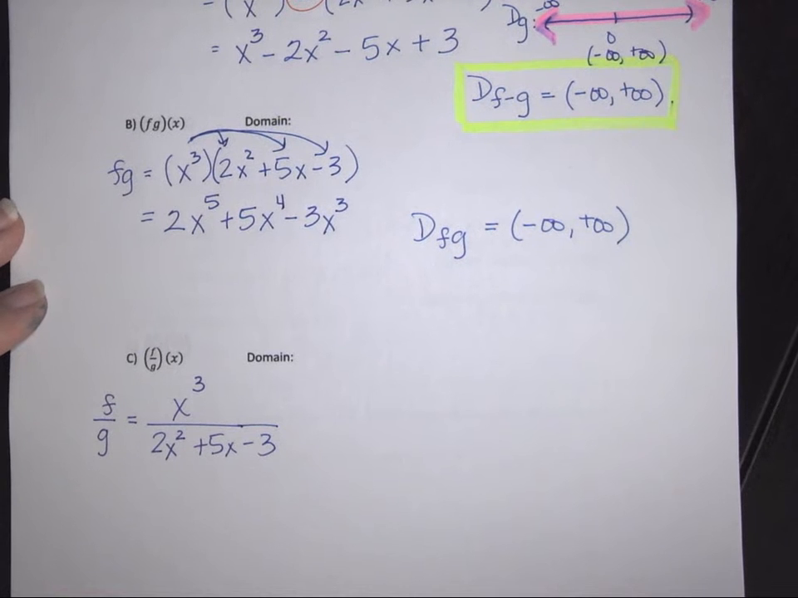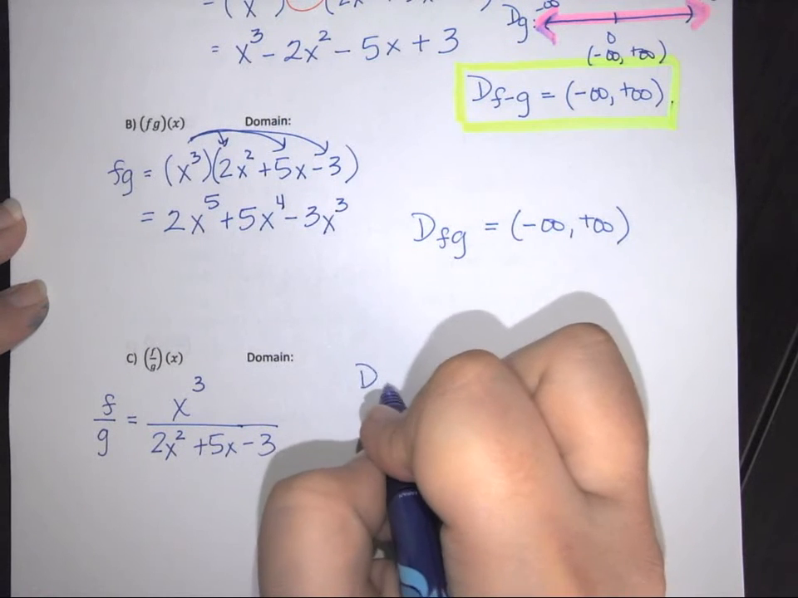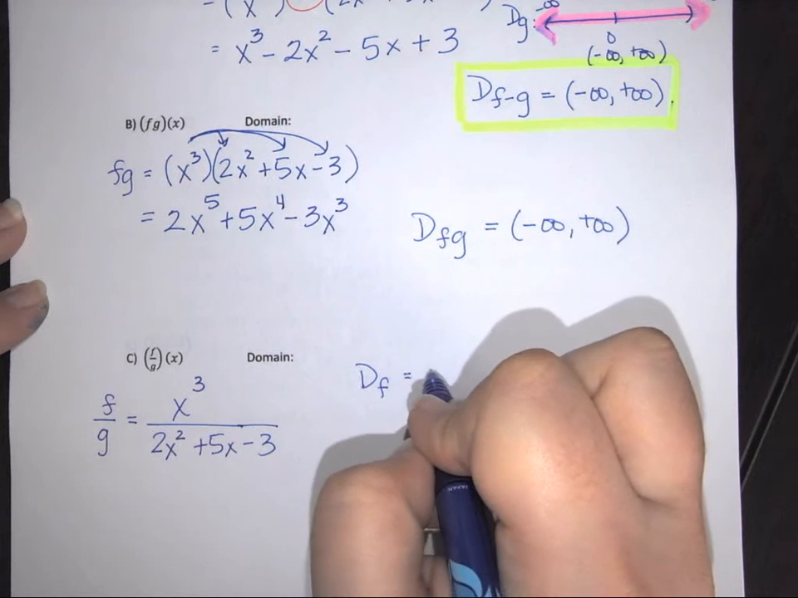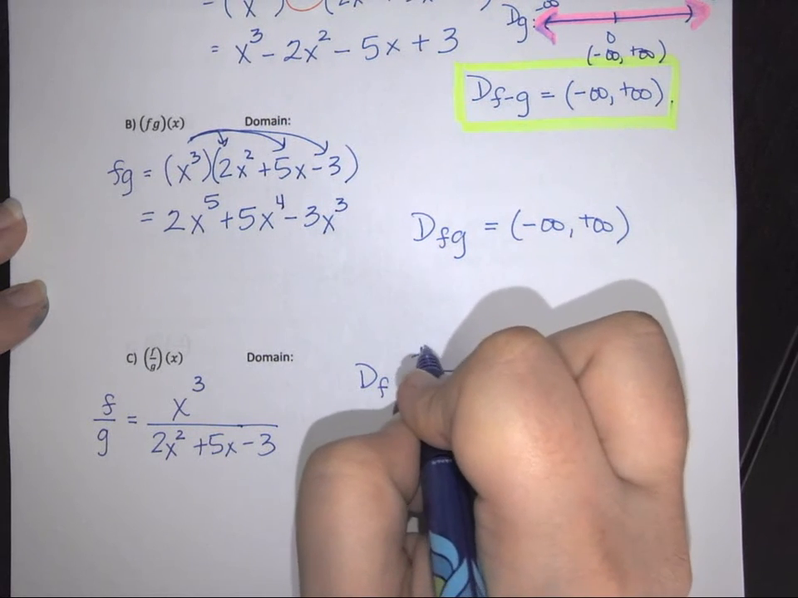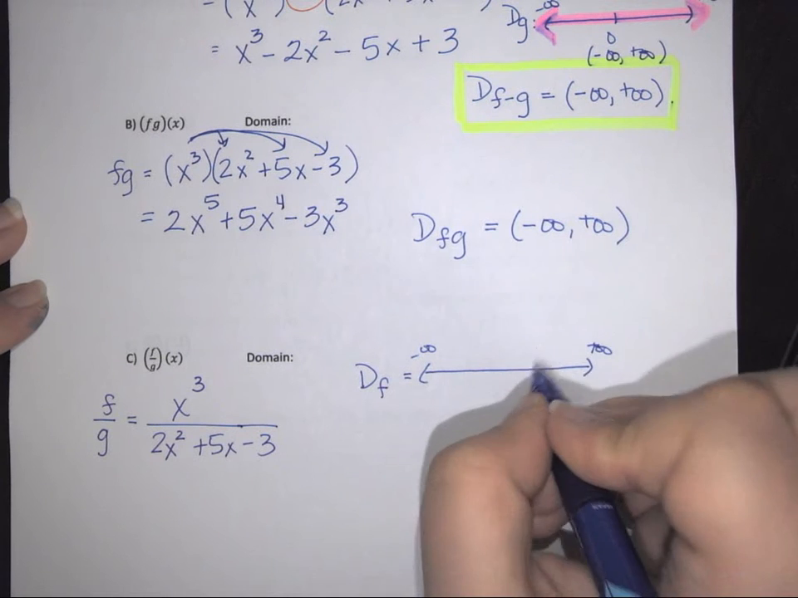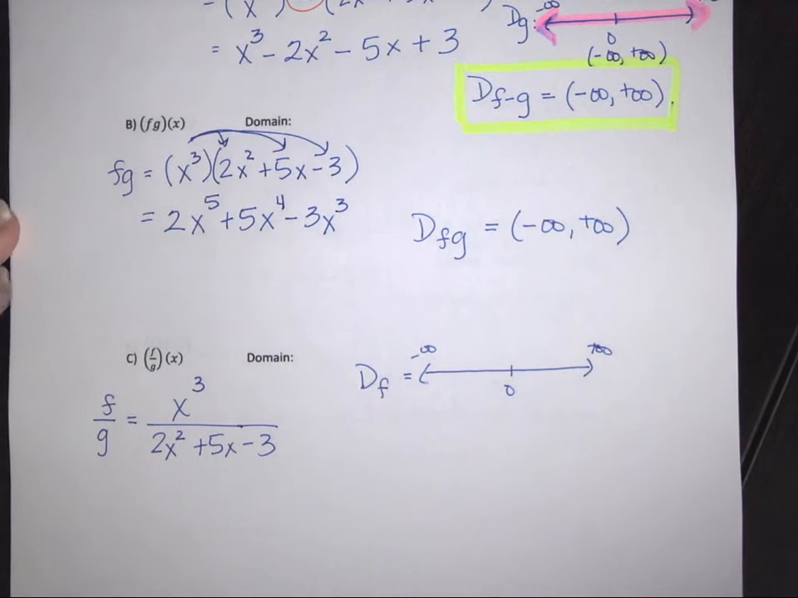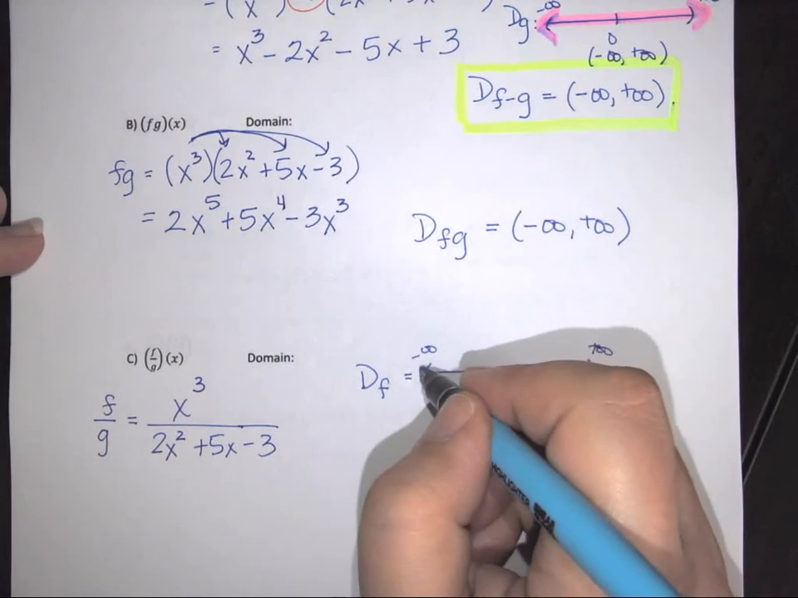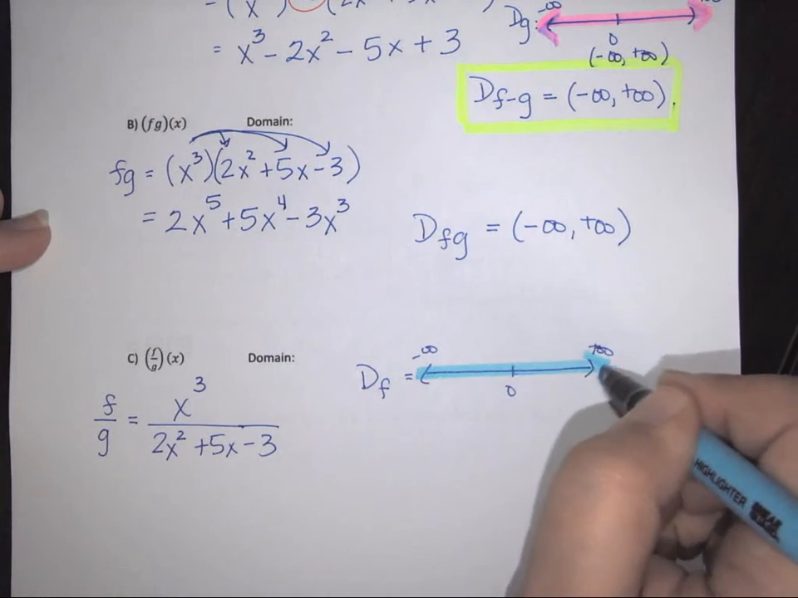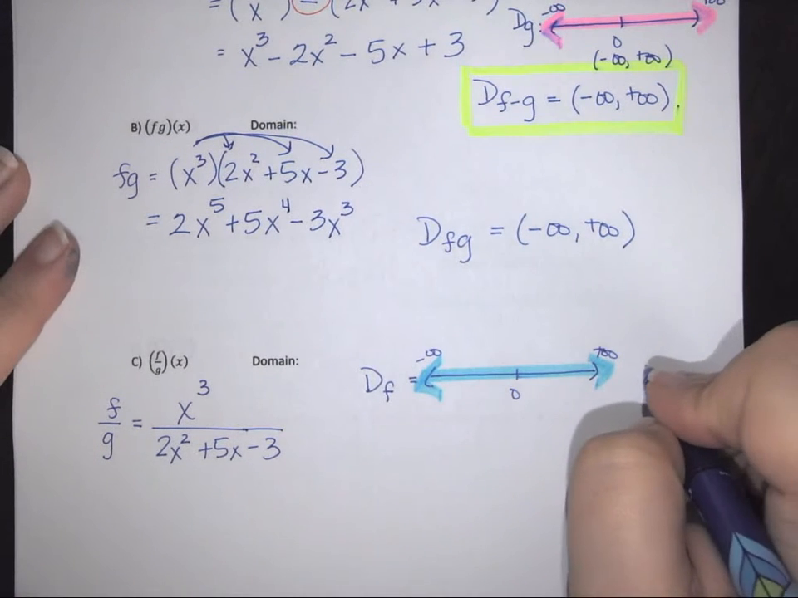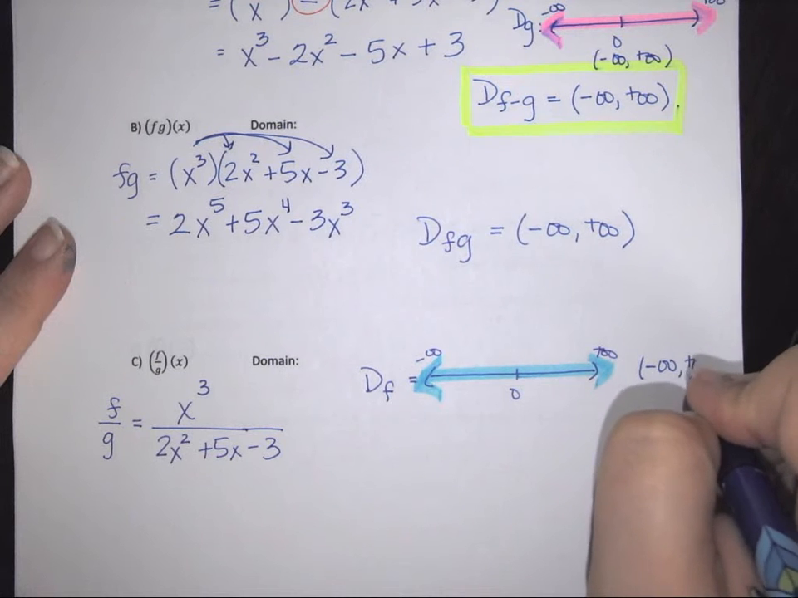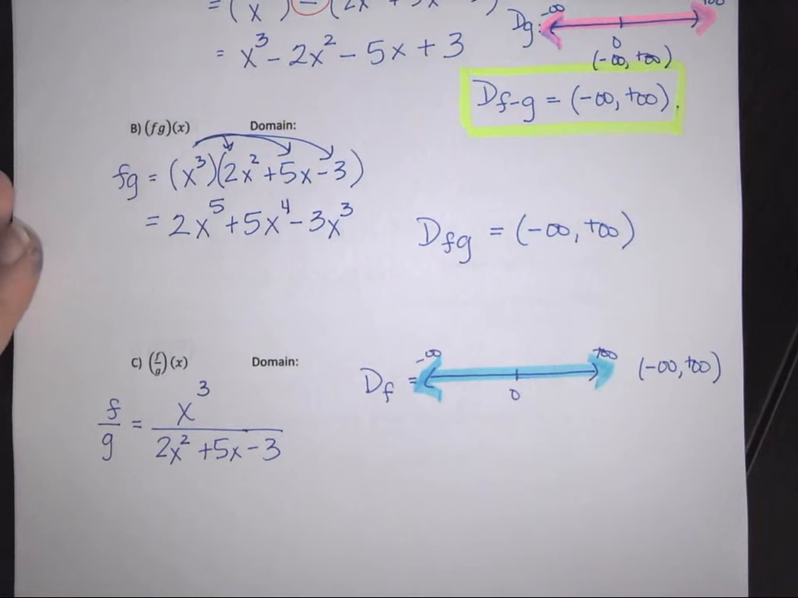So something's changed. My domain for f is still the same. It's still going to be that same number line from negative infinity to positive infinity. If I put my 0 in the middle, it's still going to be the exact same, because x cubed again has no problems. So that's what we're still looking at. Here we're still going from negative infinity to positive infinity, or all real numbers.